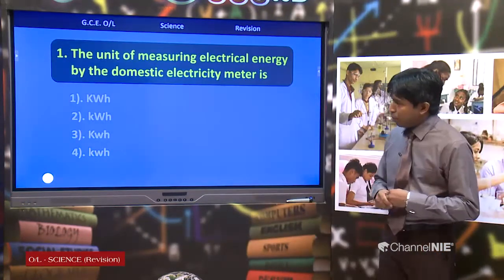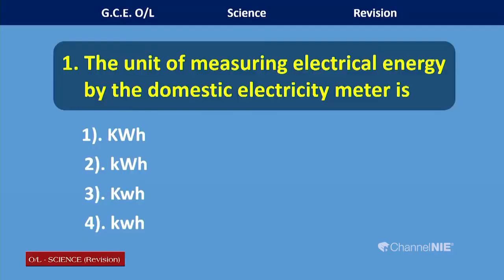This is the first question: the unit of measuring electrical energy by the domestic electric meter. This is from your grade 11 syllabus, chapter 10, the electricity lesson. You can see there are 4 answers. All 4 look the same, but there is a difference. You can see the capital symbol. You have to be very careful when you are writing the units.